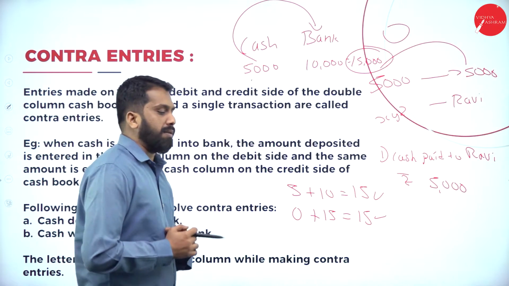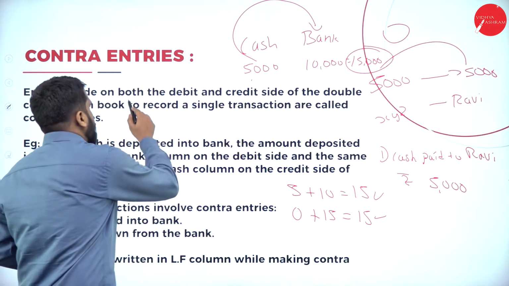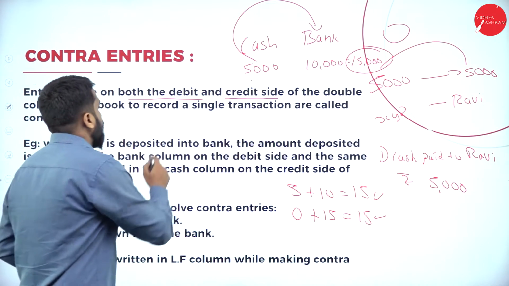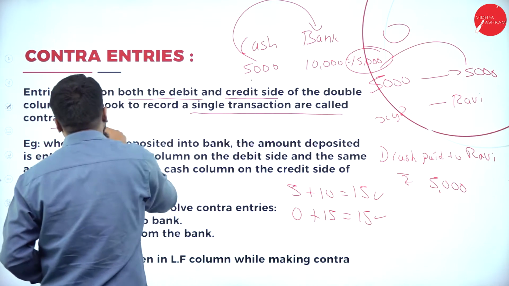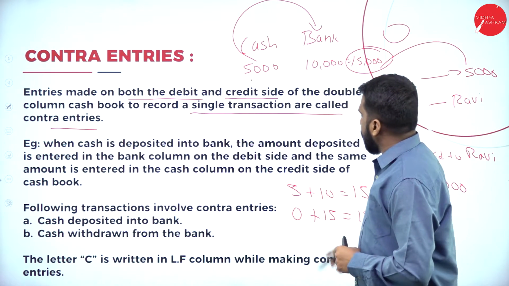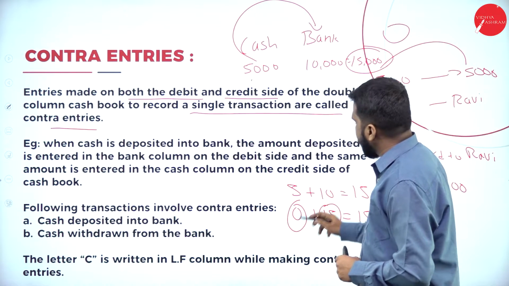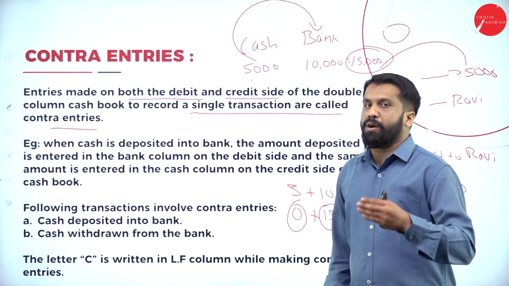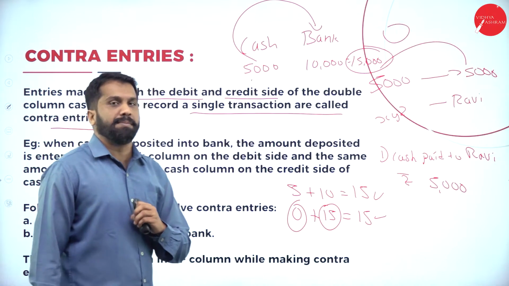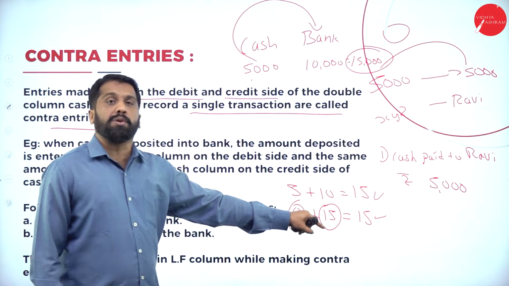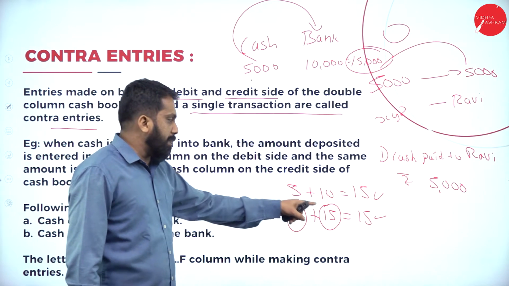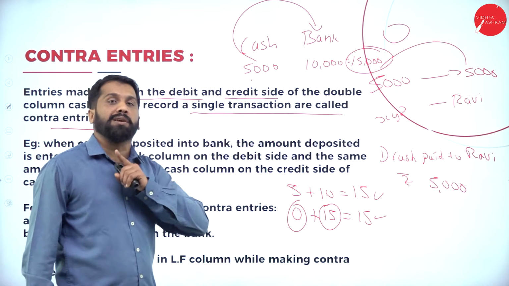Clear? Yes. Now, entries made on both the debit and credit side of the double entry or double column cash book to record a single transaction is called contra. For a single transaction, we make both entries. Why? Because for cash, it is a payment. For bank, it is a receipt. Even though you are not giving to an outsider, but within you, for cash, it is a payment. For bank, it is a receipt. Why? Because you are paying cash into your own bank account. In the cash book, in the cash column, you will show it as a payment. In the bank column, you will show it as a receipt. But the balance will not differ.